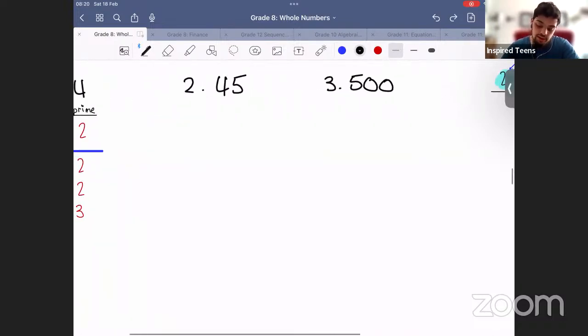So let's do this last example, or we can do both, it's fine. 45, we are going to write as a product of its prime factors.